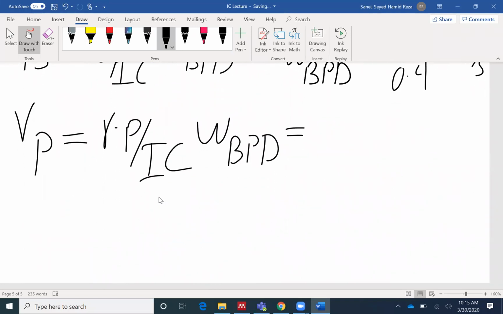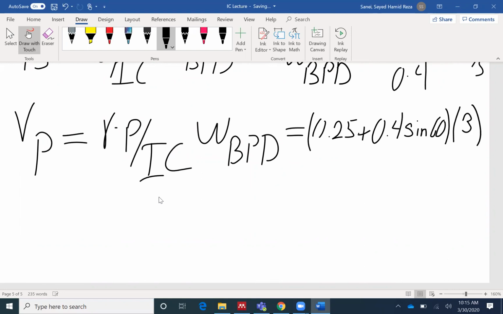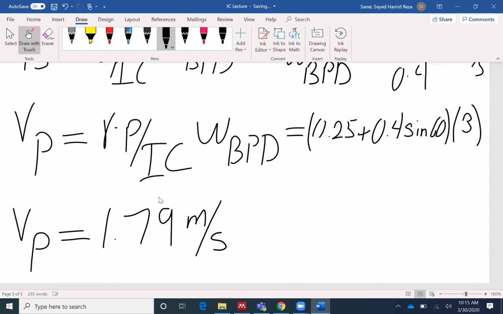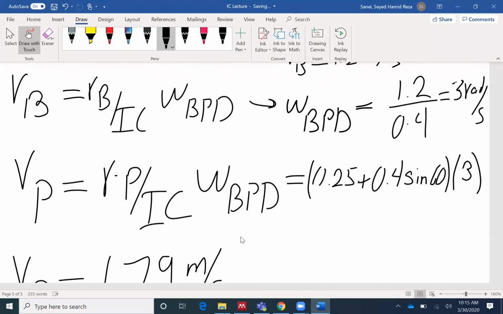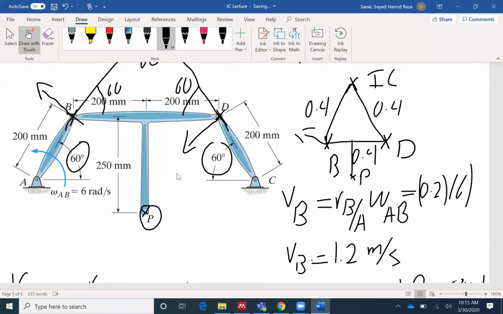So let's write it: 0.25 plus 0.4 sine 60, times omega, which is 3. The velocity of point P would be 1.79 meter per second. So I found the velocity of point P, which is on this member.